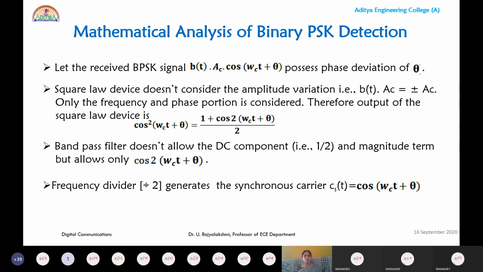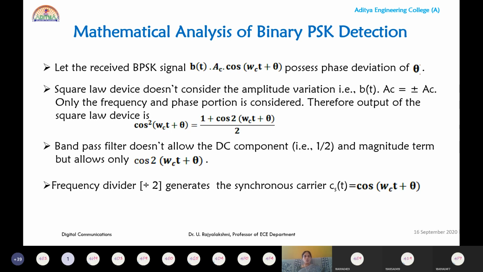Now that is applied to the frequency divider. Please observe the fourth point. Frequency divider means divided by 2. Already I told you that in binary PSK, the frequency divider is divided by 2. But in M-ary PSK, how much will you divide the frequency? Divided by M. This frequency divider by 2 generates the synchronous carrier. Let that synchronous carrier be Cs(t). The frequency divider input is cos(2 omega_c t plus 2 theta). If the frequency is divided by 2, once you divide the angular part by 2, you will get only omega_c t plus theta as the angle. So that is cos(omega_c t plus theta).